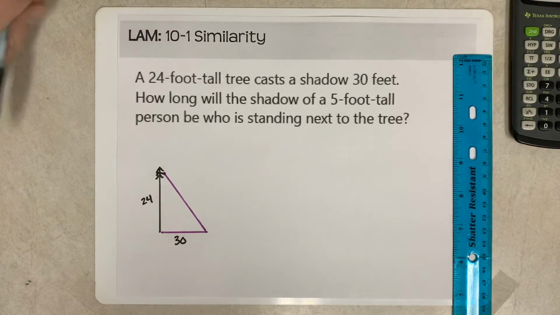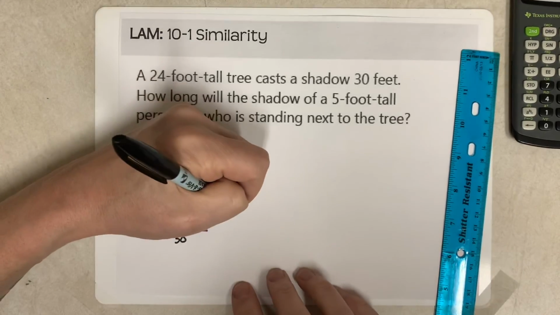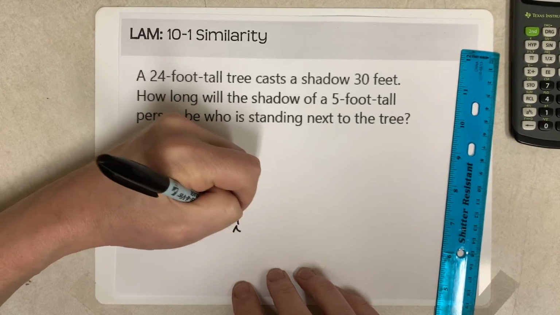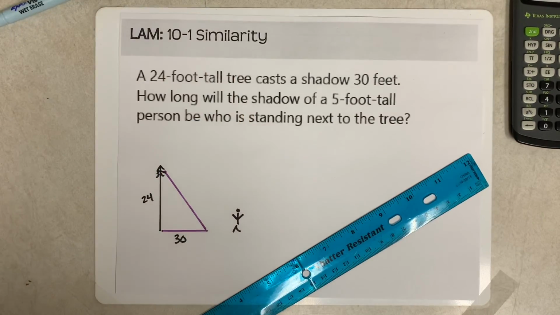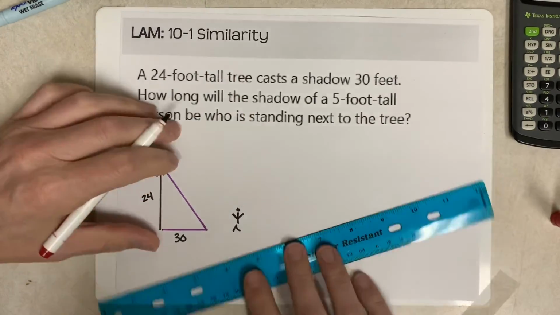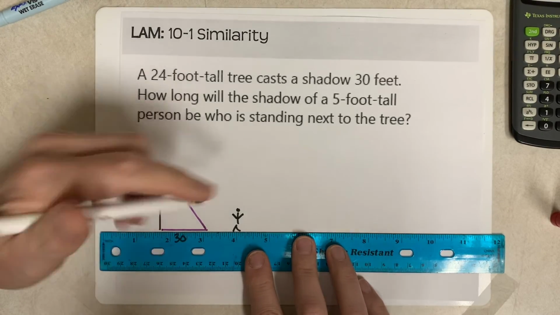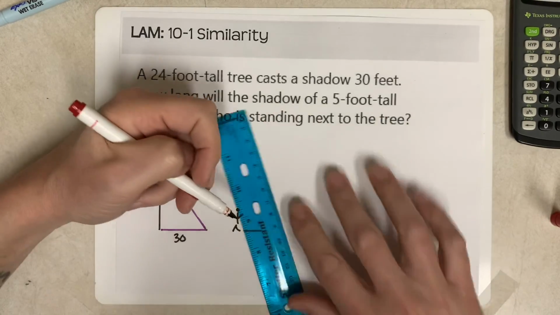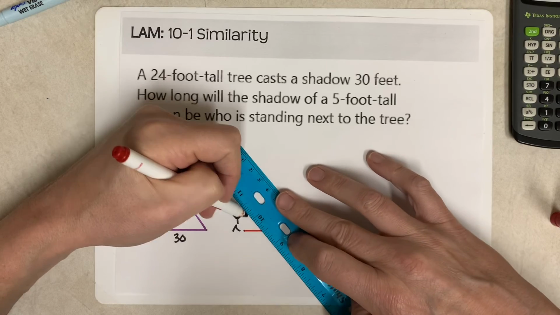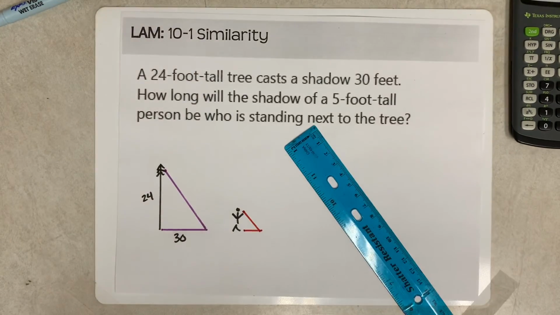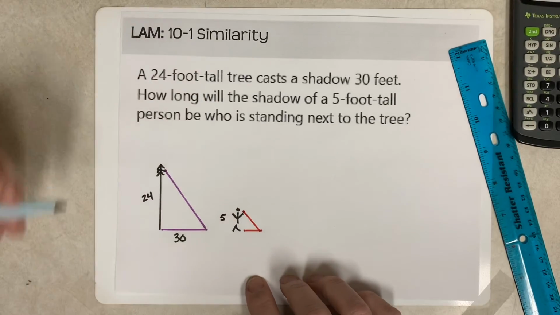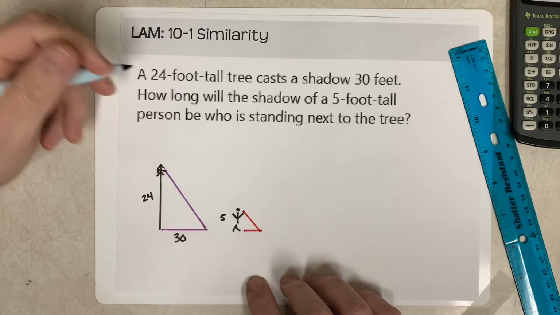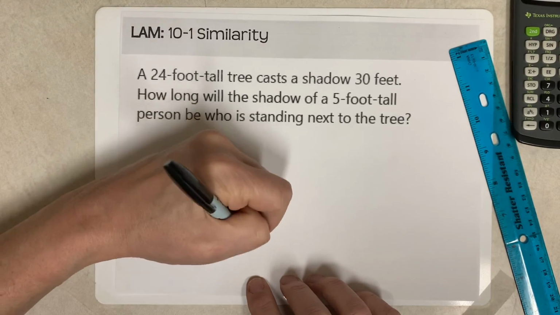All right, now let's do the person. So the person, it's a terrible person, but it'll work. And that person is going to cast a shadow of some distance. And that person is 5 feet tall, but we do not know how long the shadow will be. So I'll call the length of the shadow L.